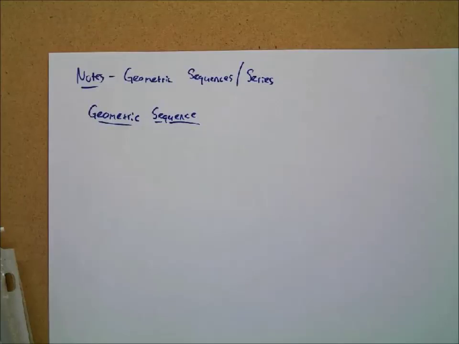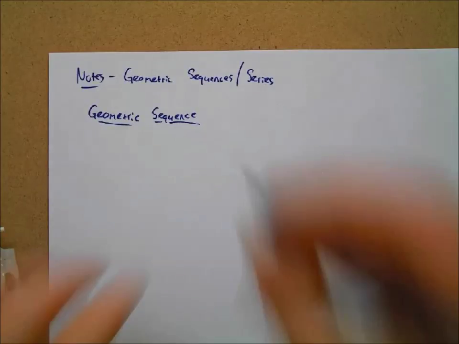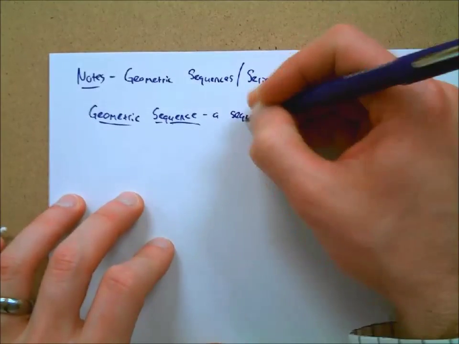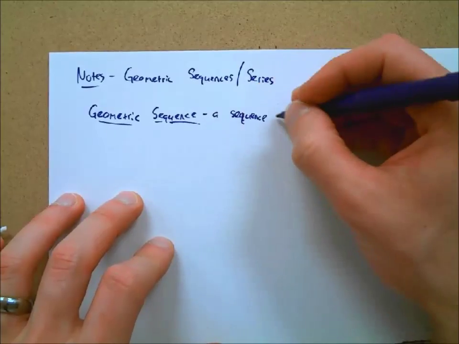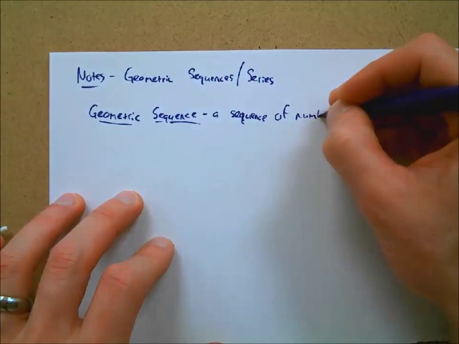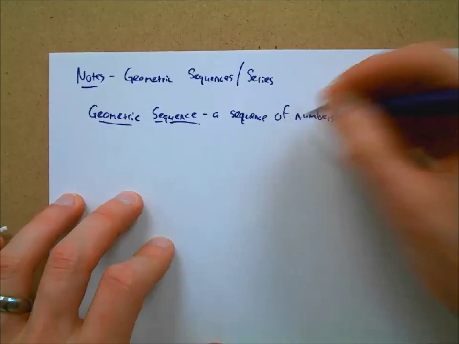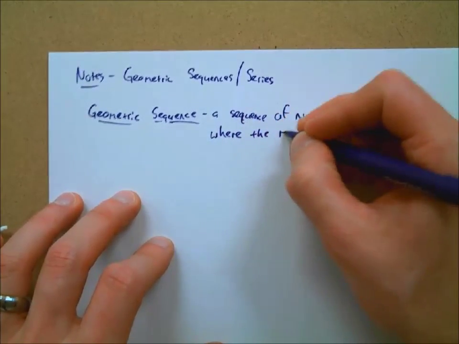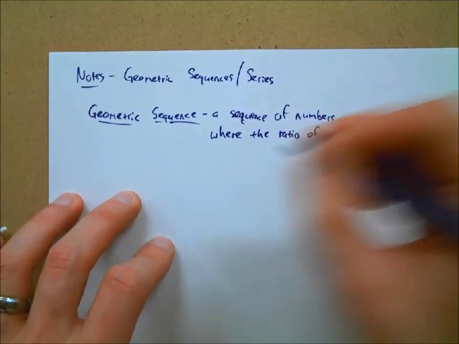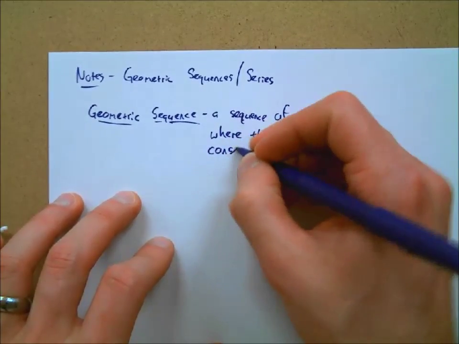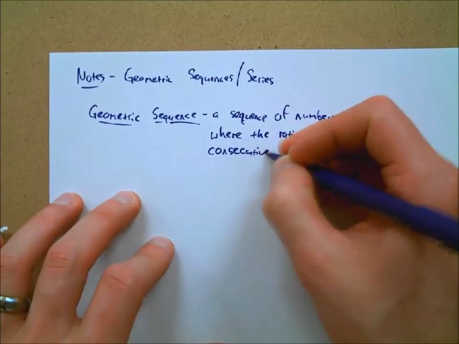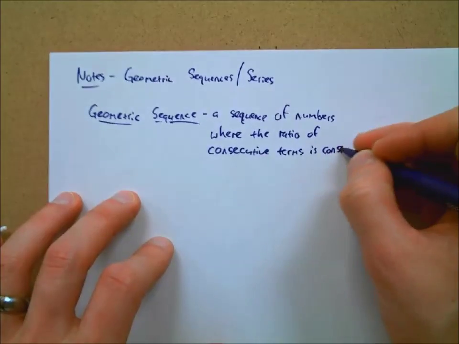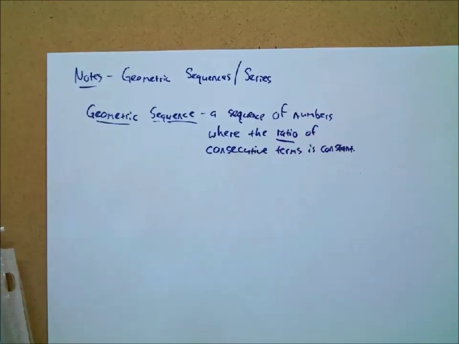And then geometric sequence, it's a sequence of numbers, which remember is just a list separated by commas. A sequence of numbers where the ratio of consecutive terms is constant. Ratio of consecutive terms is constant.